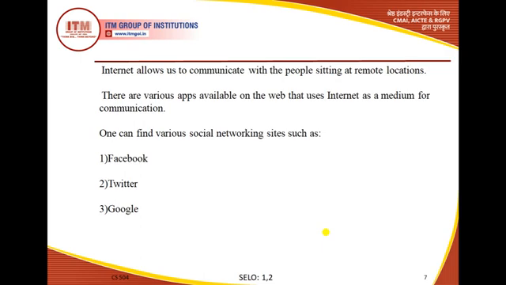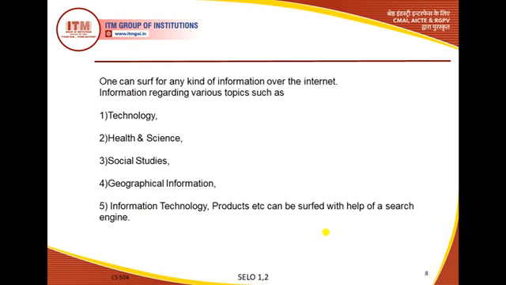One can find various social networking sites such as Facebook, Twitter. Then the Google search engine is helpful for finding any particular knowledgeable article. If a person wants to access it, then he can access it through the Google search engine. And also several different social networking sites are there, etc.